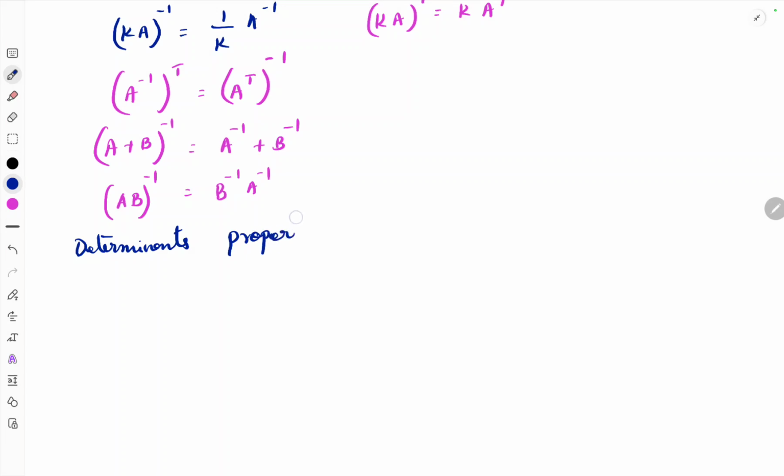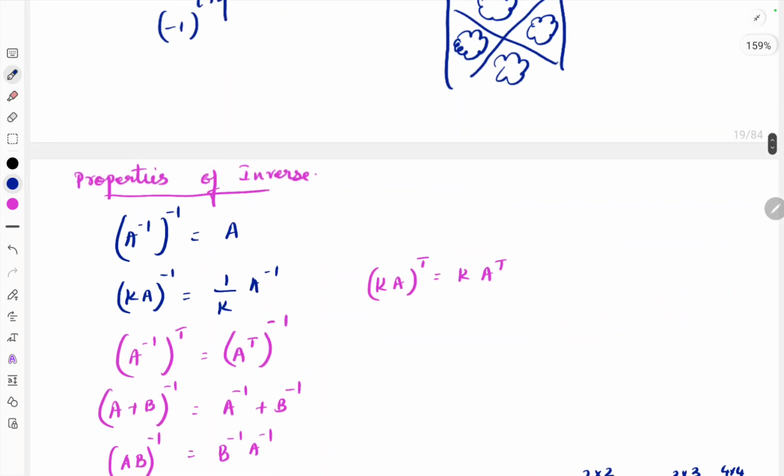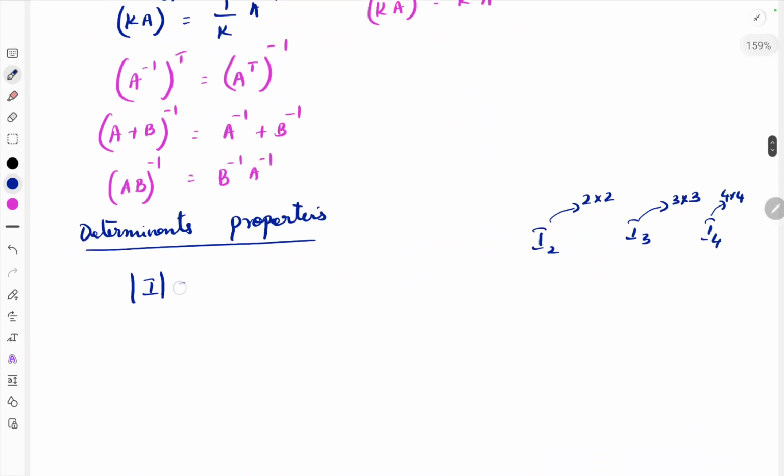Properties. Here determinant of identity matrix, it can be I2. I2 means order is 2 cross 2. I3 means order is 3 cross 3. So for I4 also if we have, so 4 cross 4. So any identity matrix, the determinant of any identity matrix will be equal to 1. And determinant of A transpose will be equal to determinant of A itself.